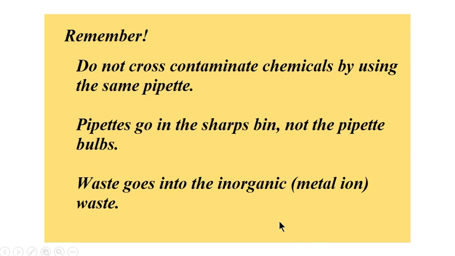Remember, as you're working in the lab, use separate pipettes for each chemical reagent. It might be an idea to just communally use one pipette for each solution. You put the pipettes in the sharps bin once you're finished with them, but do not put the pipette bulb in the sharps bin. They can be cleaned and reused with other pipettes. And don't put the pipettes back in the pipette box either. Nobody wants to use your dirty pipette. And for our waste today, all of our waste goes into the inorganic methylene waste bottle.